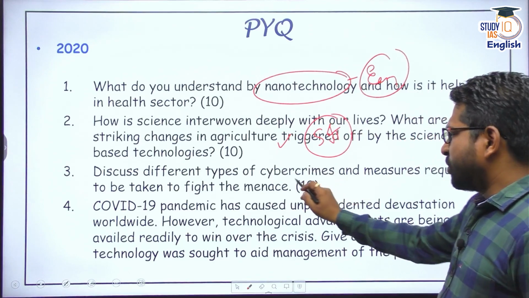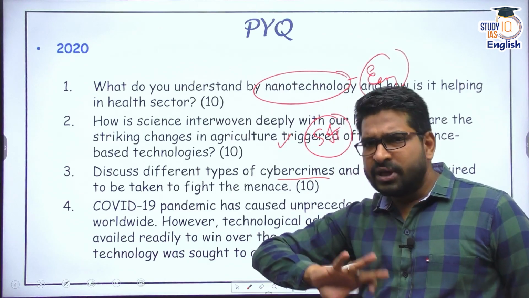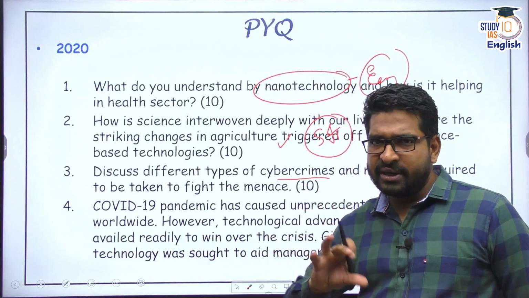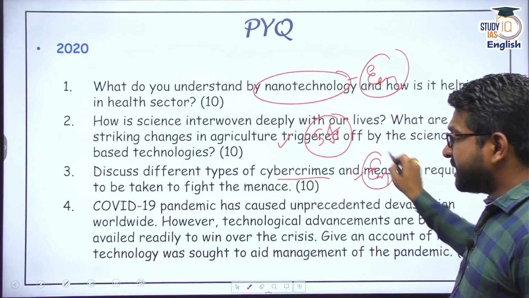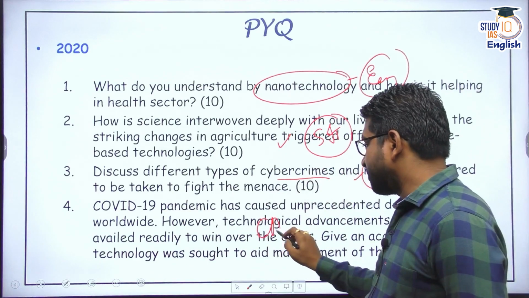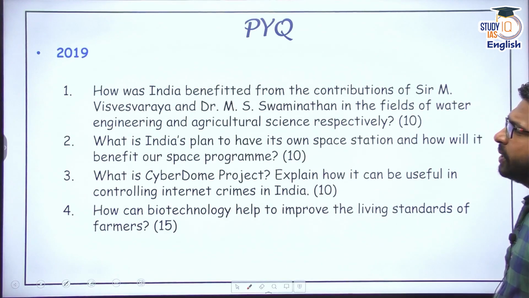There was one more question about cyber crimes. Every time it is there. Again, an overlap between information and communications technology from S&T and internal security. Easy question. And again, an anticipated question from current affairs connected to COVID-19. All right. 2020 relatively easy.